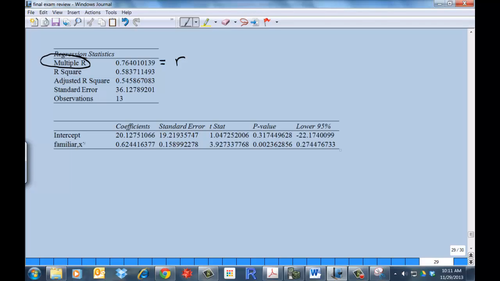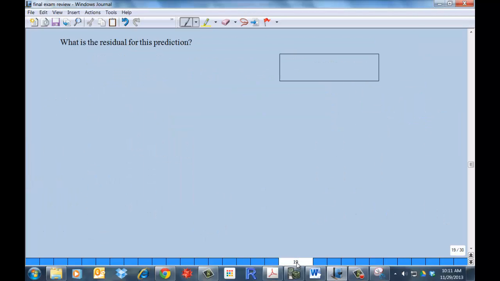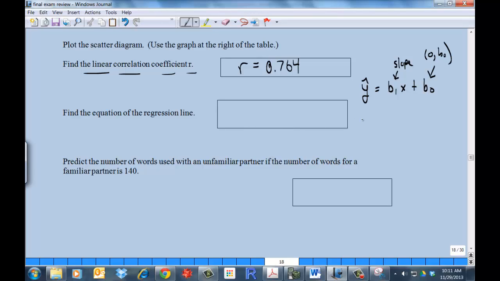So the slope is going to be here, and the y-coordinate for the y-intercept is going to be by intercept. So this is going to be b0. So let's go ahead and plug these values in. B1, which was 0.62, and I'm just going to round to 2 decimal places, plus B0, 20.13. And this is the model. This is the regression line here.